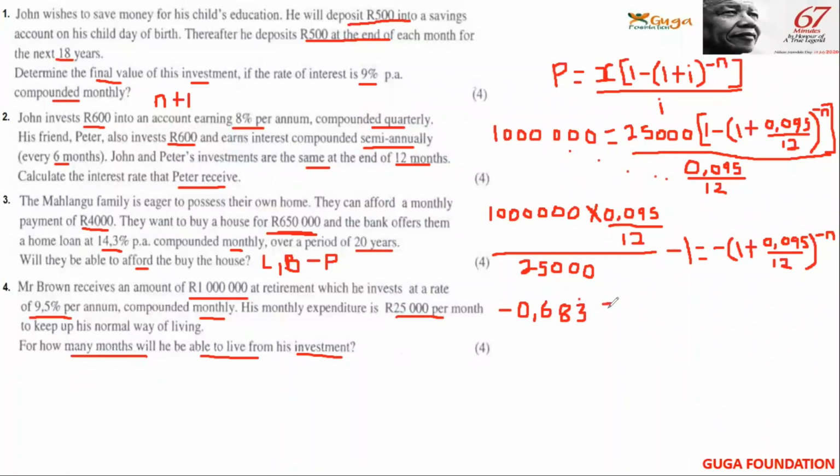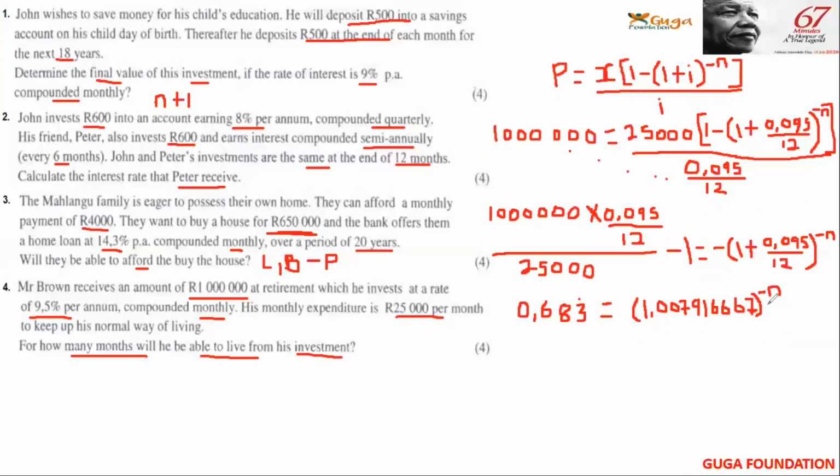Which is equals to, so here you can also use a calculator, 1 plus 0.095 over 12 inside the bracket. It will give you negative 1.007916667 to the power negative n, right? So here both sides are negative, so we can divide by negative, then we get positives, right? So I'll just erase the negatives here.